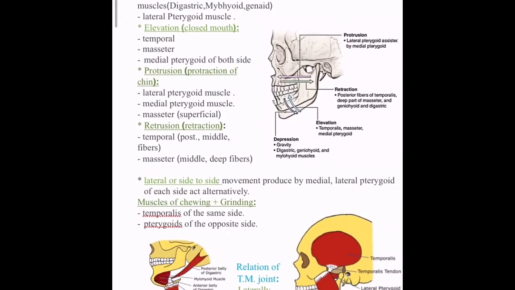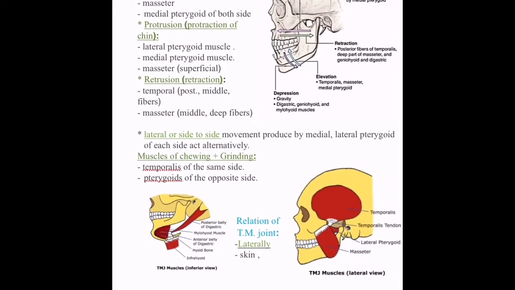What are the muscles that produce the movement of the mandible at the TMJ? We have four movements: depression, which opens the mouth, elevation, protrusion and retrusion. The depression is mainly by gravity, and the muscles involved are the suprahyoid and infrahyoid muscles, the digastric, the mylohyoid, the geniohyoid and the lateral pterygoid muscle. On the elevation, which is the closing of the mouth, we have the temporalis muscle, the masseter muscle and the medial pterygoid on both sides.